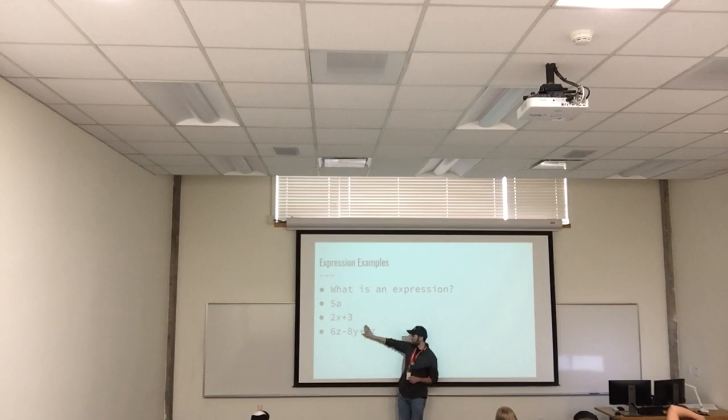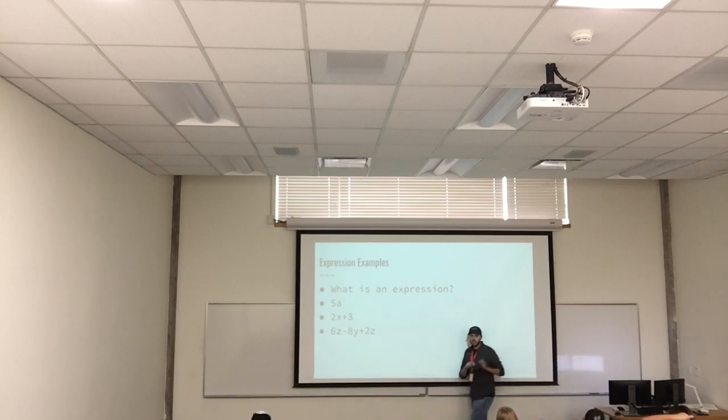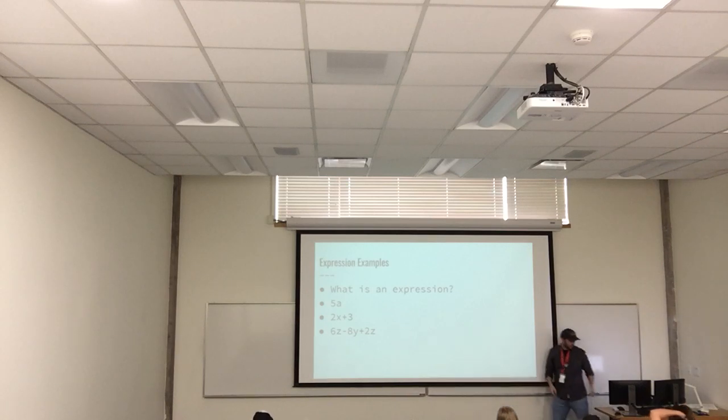If this were just z instead of 2z, it'd be 6z plus 1z, and that would become 7z. But since it's 2, it's 8z. Got it. Okay. So I think we should probably move on to some examples.